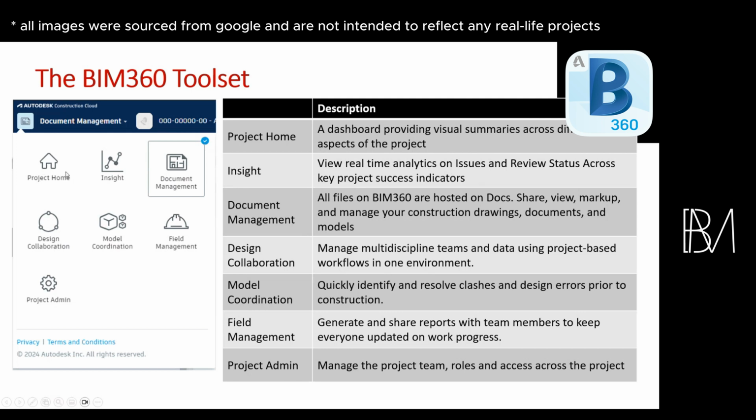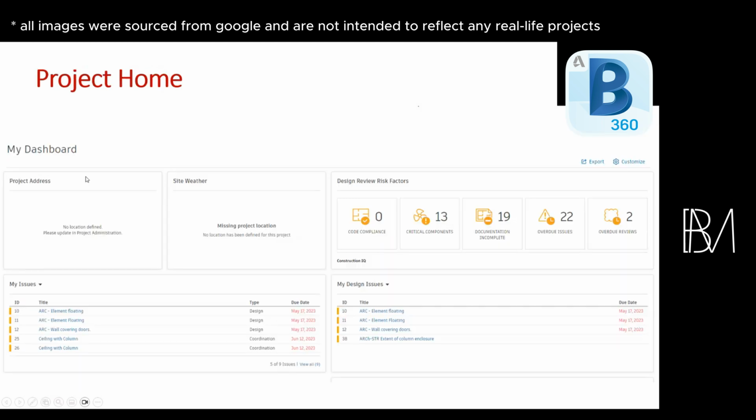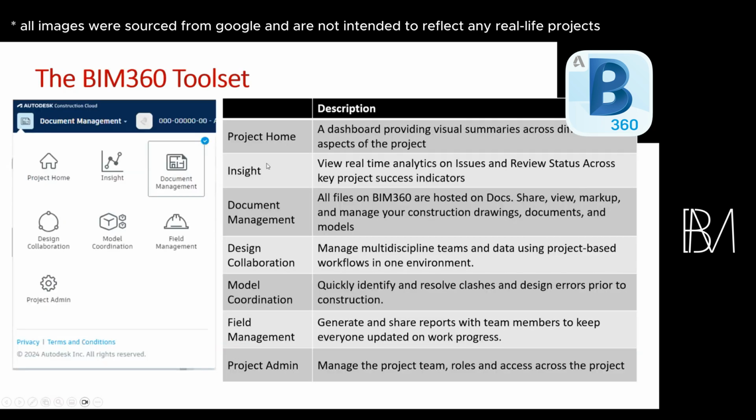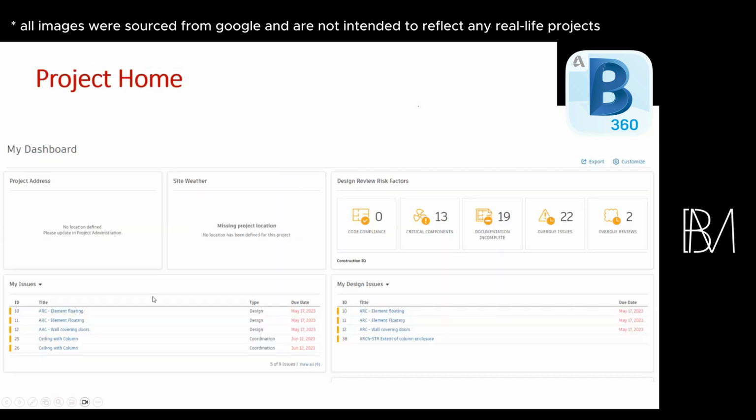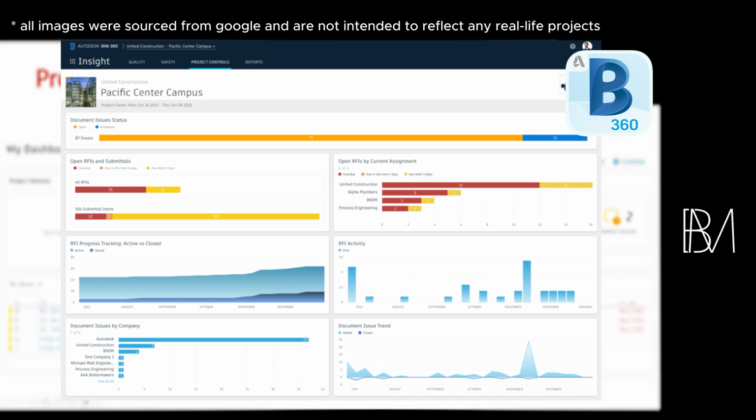The project home is where you have a dashboard that shows you what the project is about. So you have the address, the site weather, any design review risk factors. These are issues that have been identified with BIM 360's clash detection add-in, and any issues that you add to the project will show up here, and these are manually added by whoever is the design reviewer or design author. And then you have insights, which is where you can view analytics and issues about the project. The insights would be something like these, but in more detail to help you see where your project is succeeding or failing.